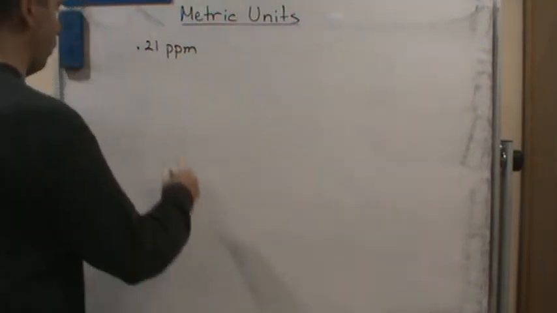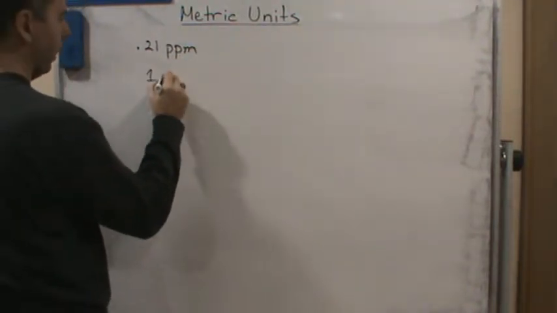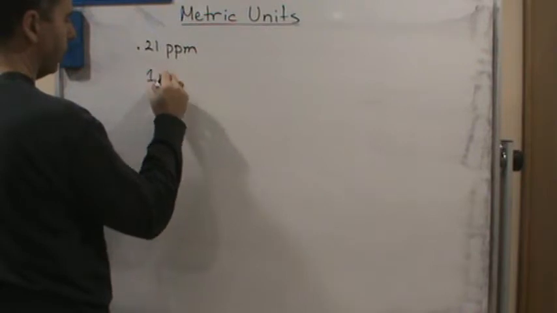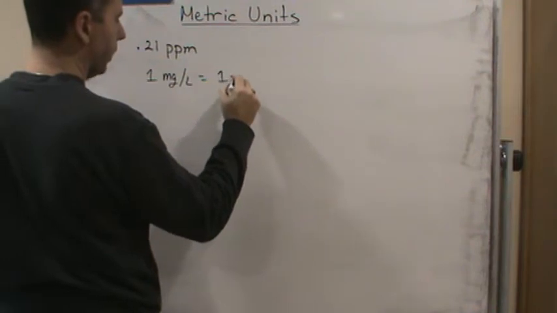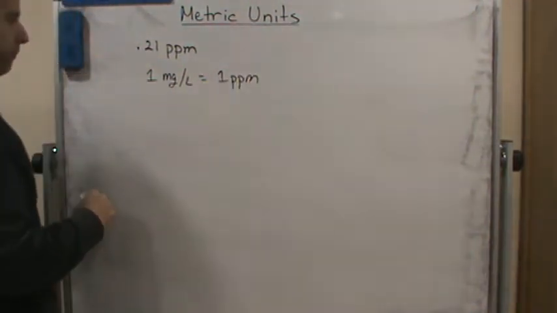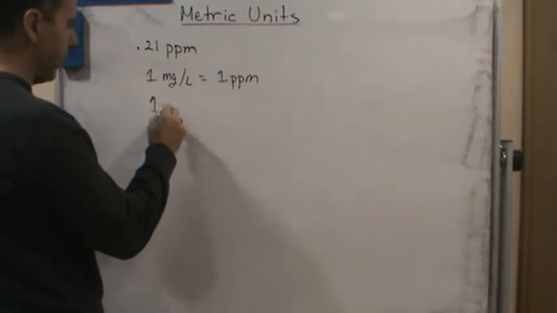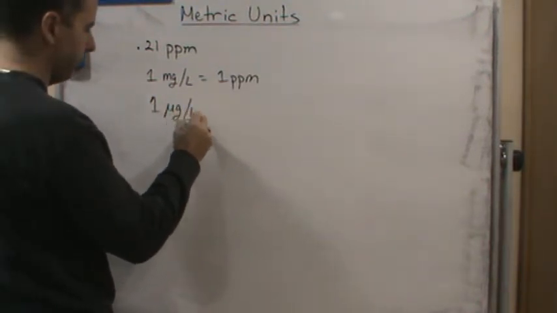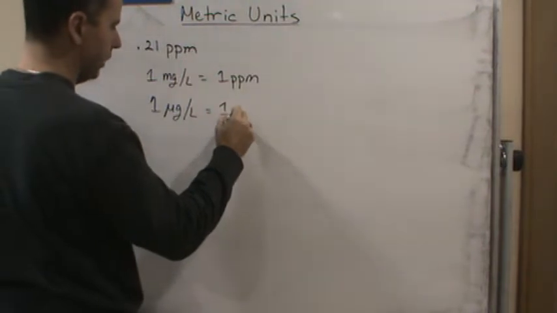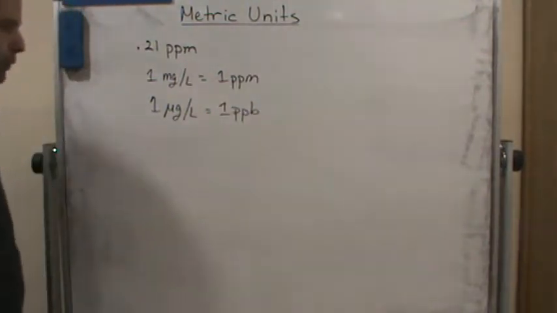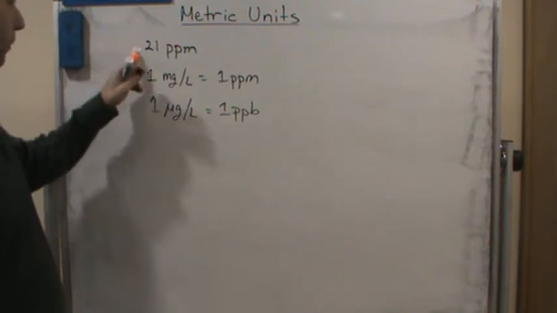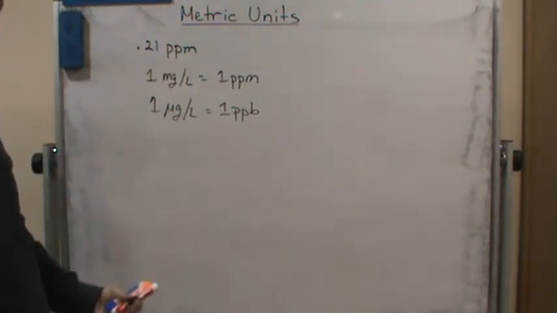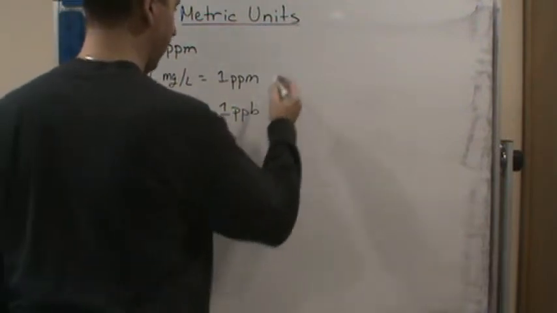Okay, so first of all, we're told that one milligram per liter is equal to 1 part per million. Okay, and also 1 microgram per liter is equal to 1 part per billion. Okay, so this is what we know. We want to go from parts per million to micrograms per liter. Okay, so how would we do that?